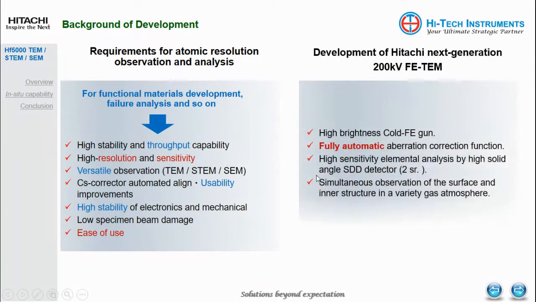So with these requirements, Hitachi has developed this next generation 200 kV field emission TEM or STEM. It comes with a high brightness cold FE gun, which provides very high resolution and stability of the gun itself. And it comes with a fully automatic aberration correction function developed by Hitachi, and high sensitivity elemental analysis by a high solid angle SDD detector, and simultaneous observation of the surface by the SE detector, and the inner structure in a variety of gas atmospheres by the STEM detector.